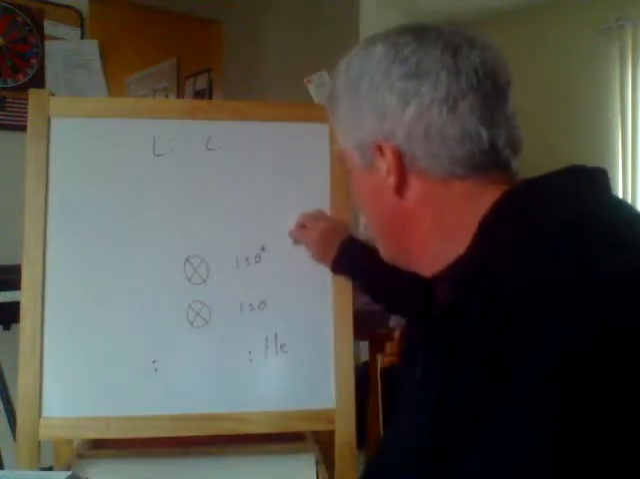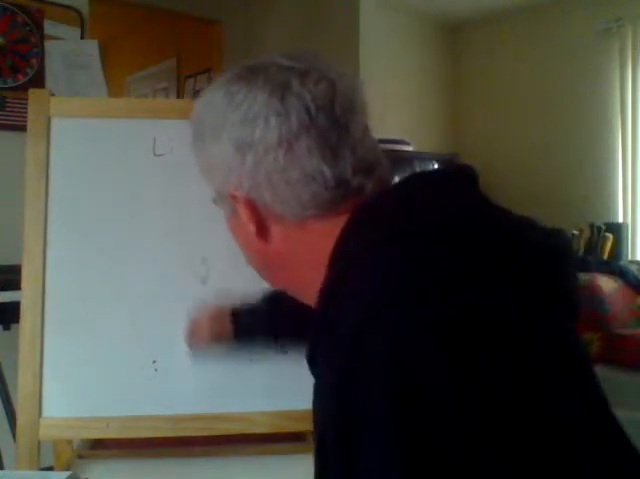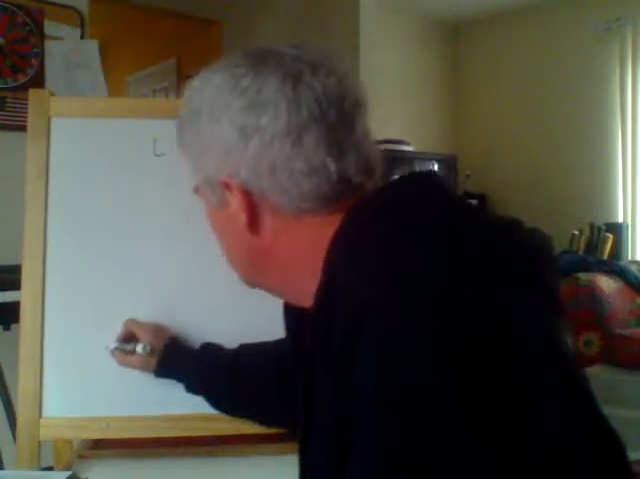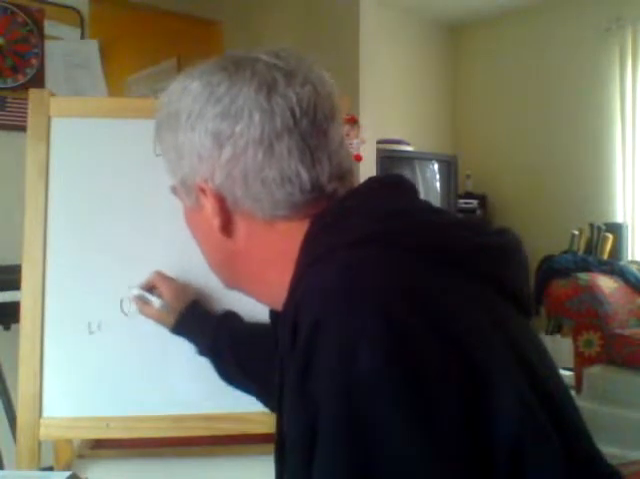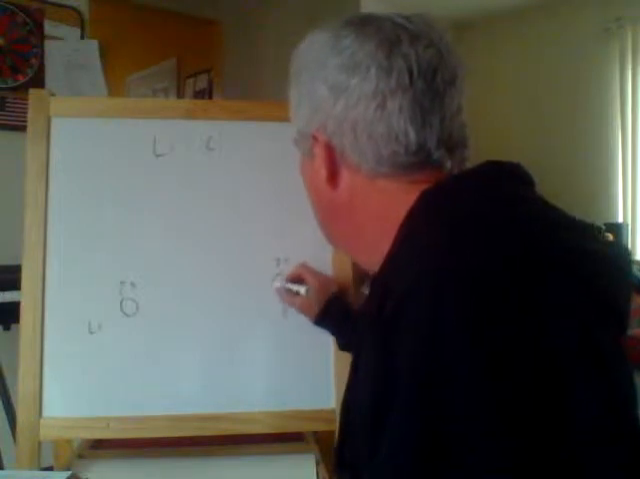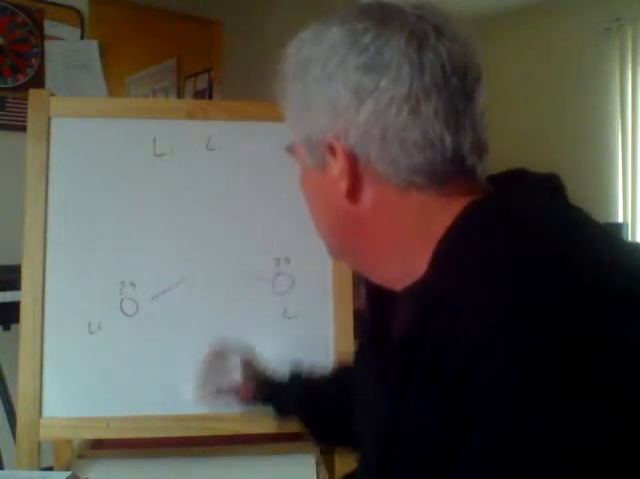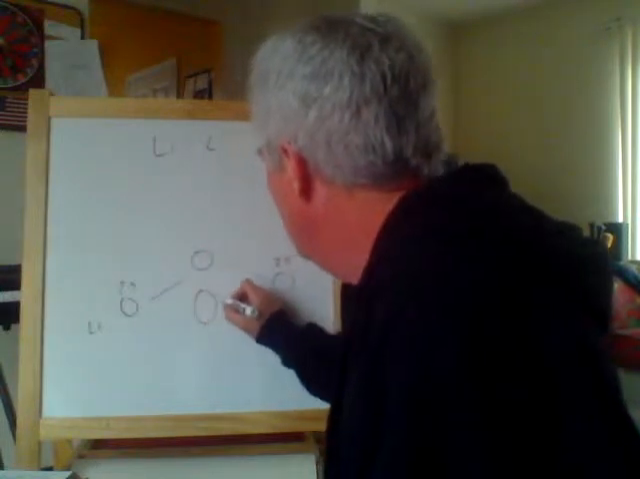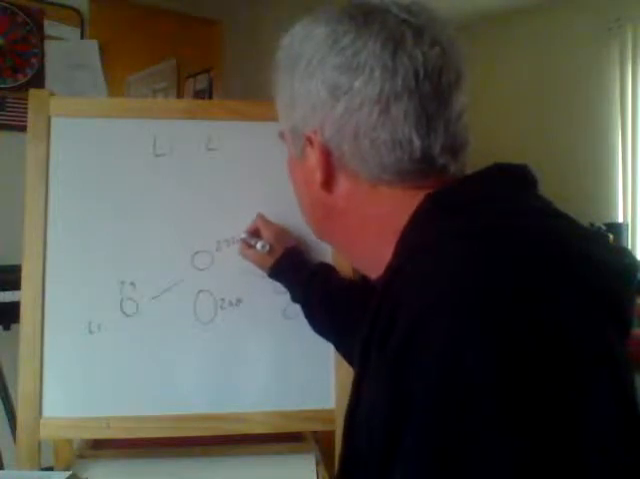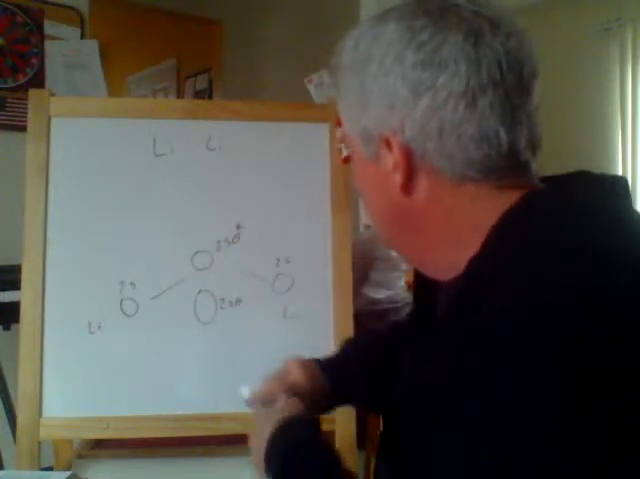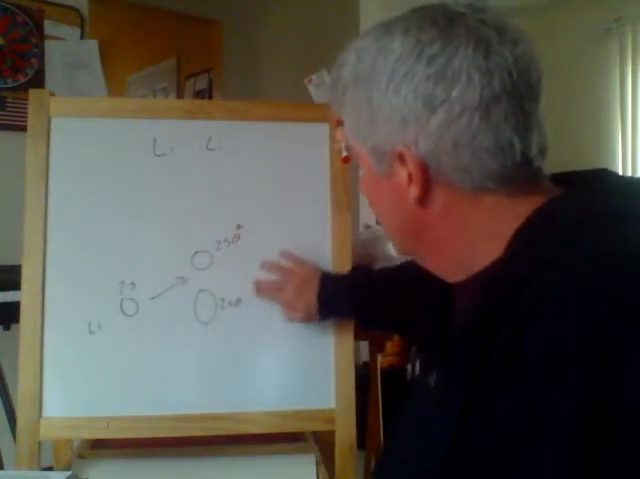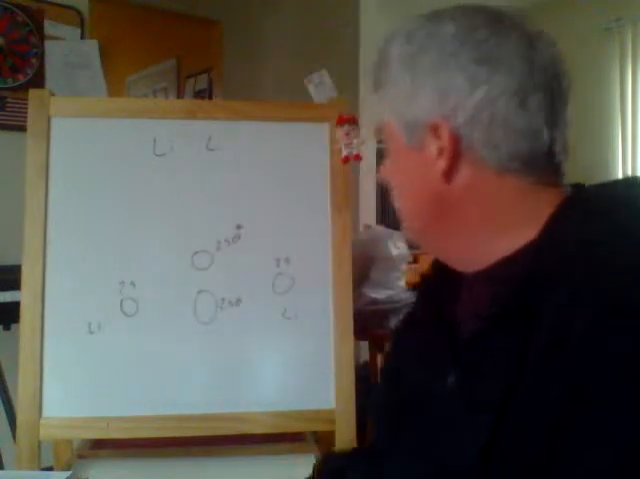So what I'm going to do is draw this. Each lithium has a 2s orbital, and these get mixed to form a 2s sigma orbital and a 2s sigma star orbital. All we did was mix these 2s orbitals together to form these molecular orbitals in the middle. One is bonding and one is anti-bonding.